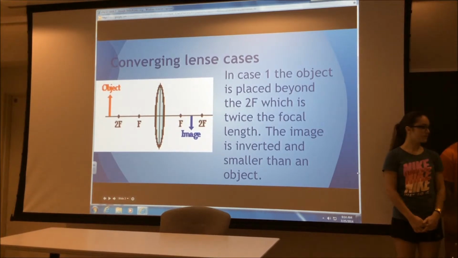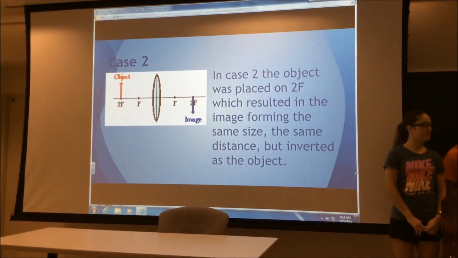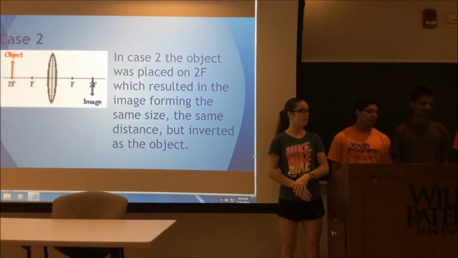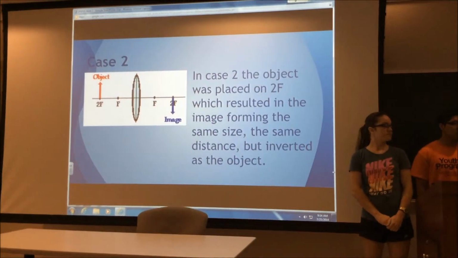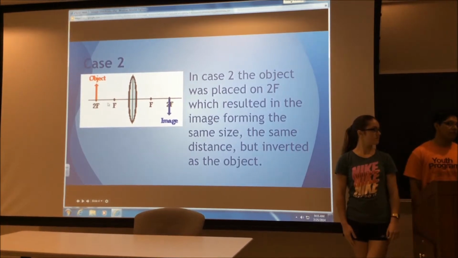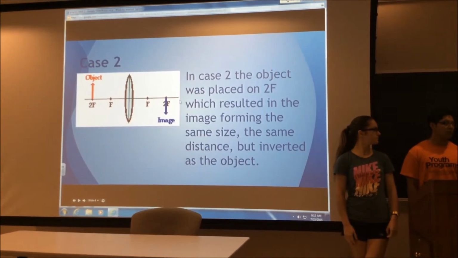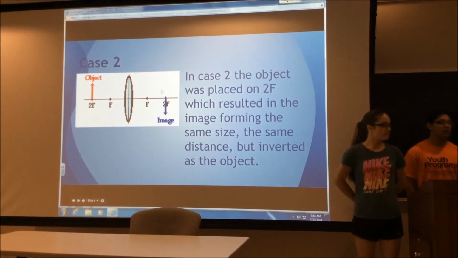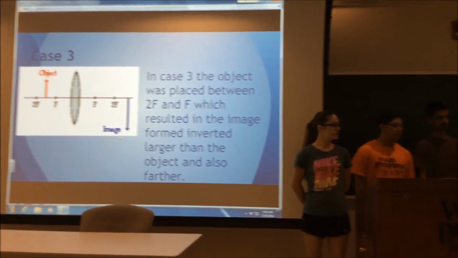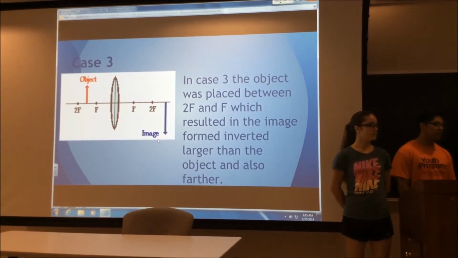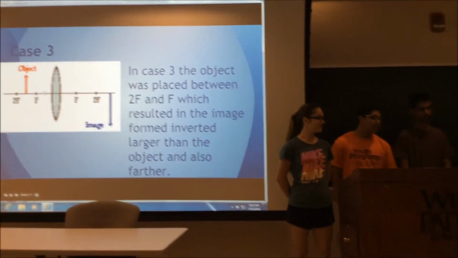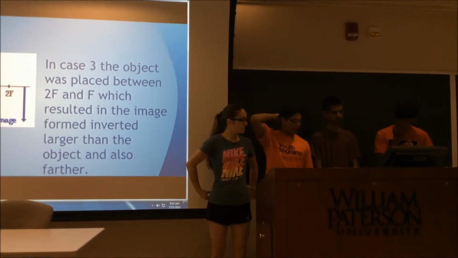Next one. In case 2, the object was placed on 2f, which resulted in the image forming the same size, the same distance, but inverted as the object. So basically, in the second case, we had to put the object at 2 focal lengths, and the image and the distance and everything was the same, but it was just inverted. The orientation was just different. In case 3, we had an object that was placed between 2f and f, and as you can see, it's right here. This resulted in an image formed inverted, larger than the object and also further away.